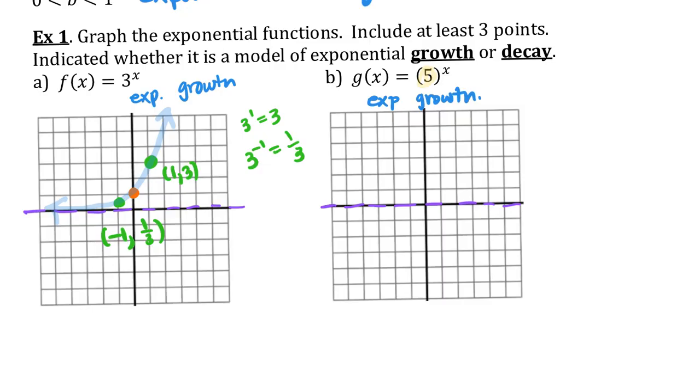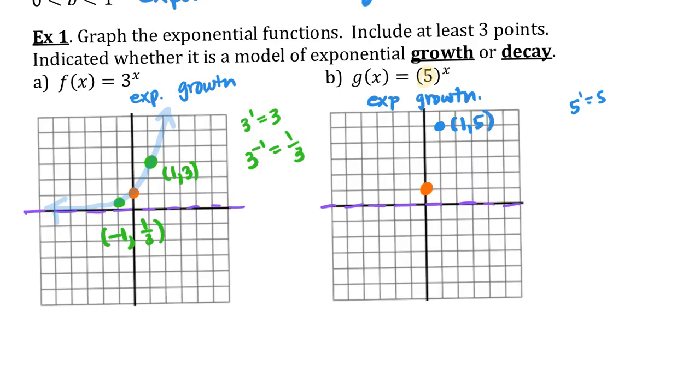Okay, what am I going to do? I'm going to do the y-intercept. 5 to the 0 is 1, so 0, 1 is my y-intercept. Now if I plug in 1, 5 to the 1 is 5. So at 1, I'm going to go up to 5. 1, 2, 3, 4, 5. That's my first point.